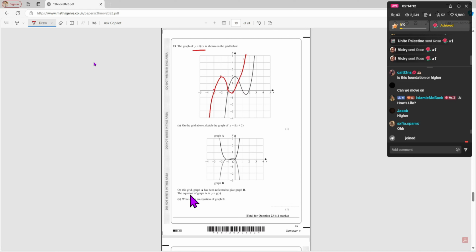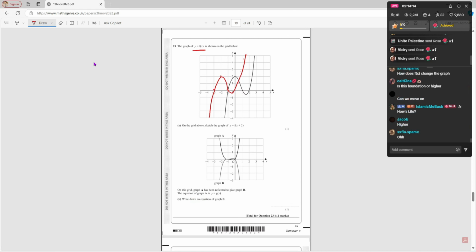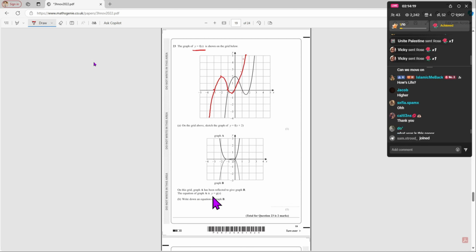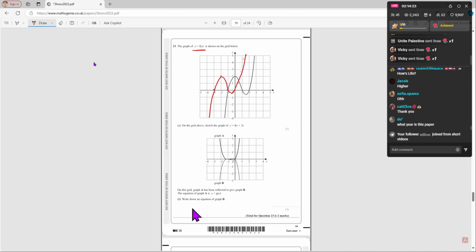So now it says on the grid, graph A has been reflected to give graph B. The equation of graph A is y is equal to g(x). Write down the equation of graph B. This is the easy one. You should know this. This is inverted, right? So what is going to be the function of graph B? It's going to be the inverse function.